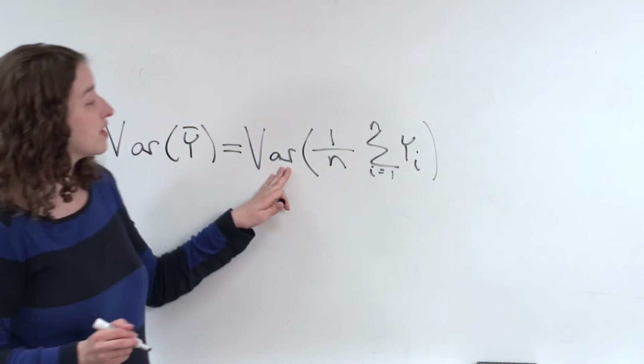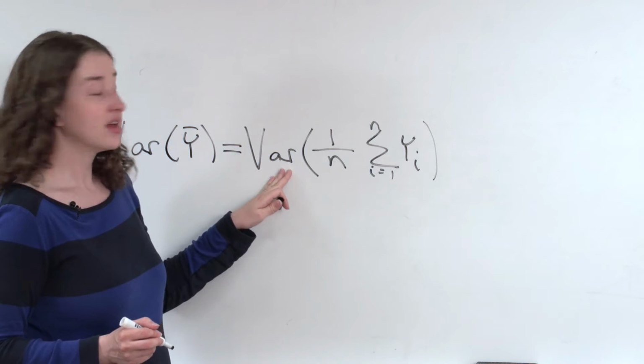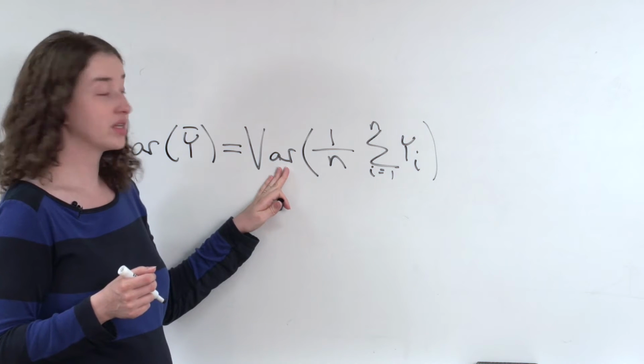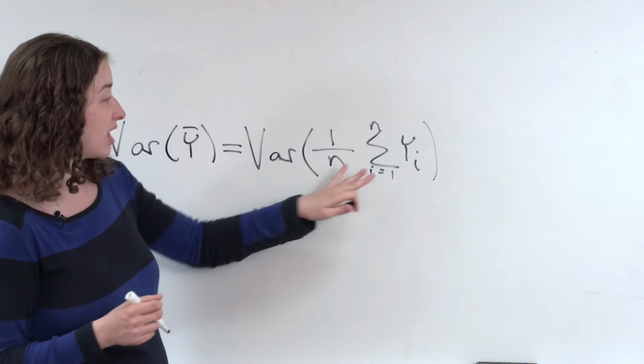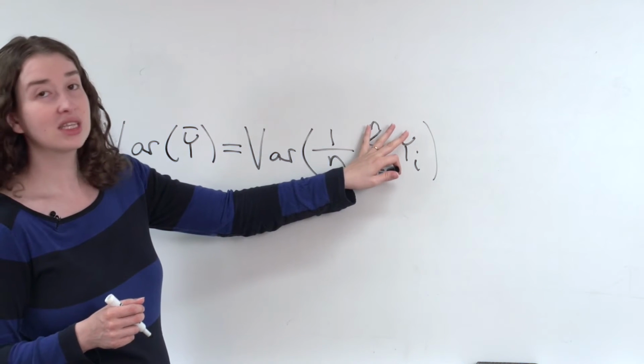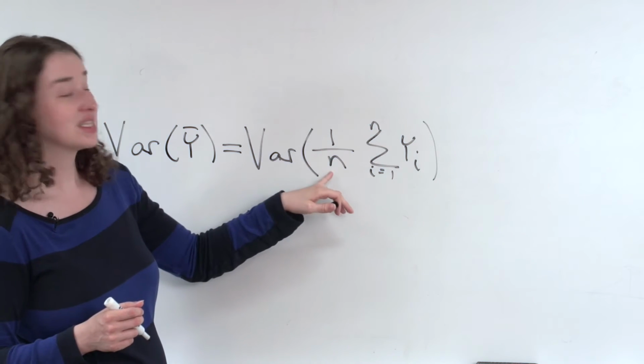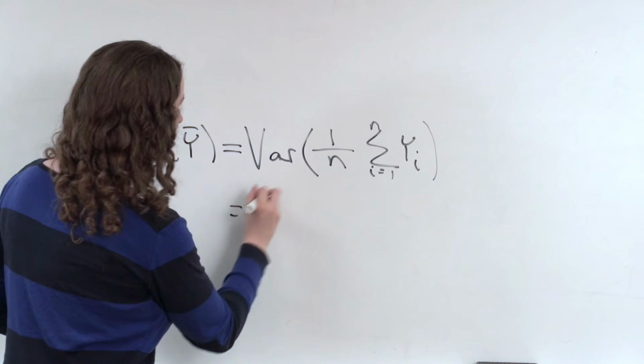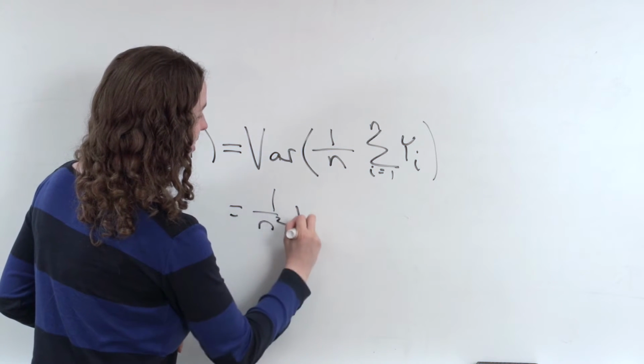But remember also that variance is on a squared scale. The variance is the average of the squared distances between the data points and their mean. So if I multiply the quantity that I'm taking the variance of by some number, then when this number comes out of the variance, it's going to be squared.